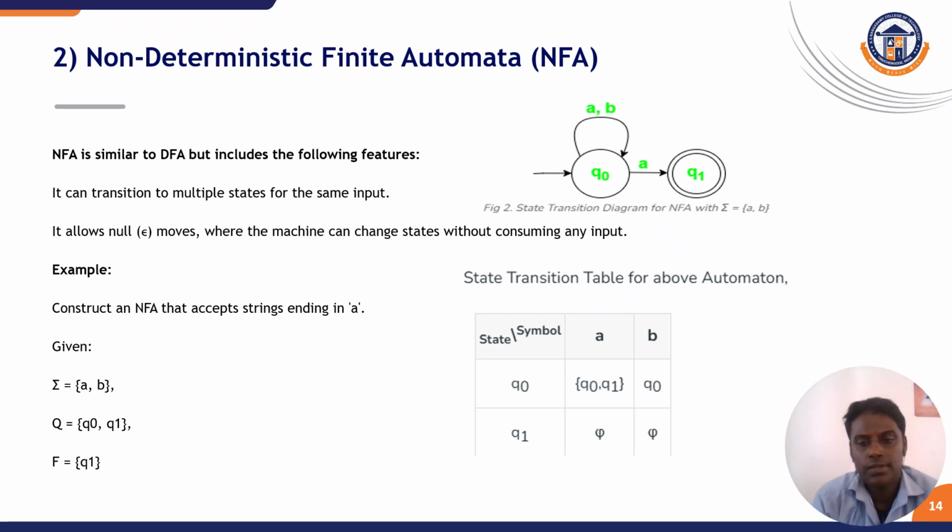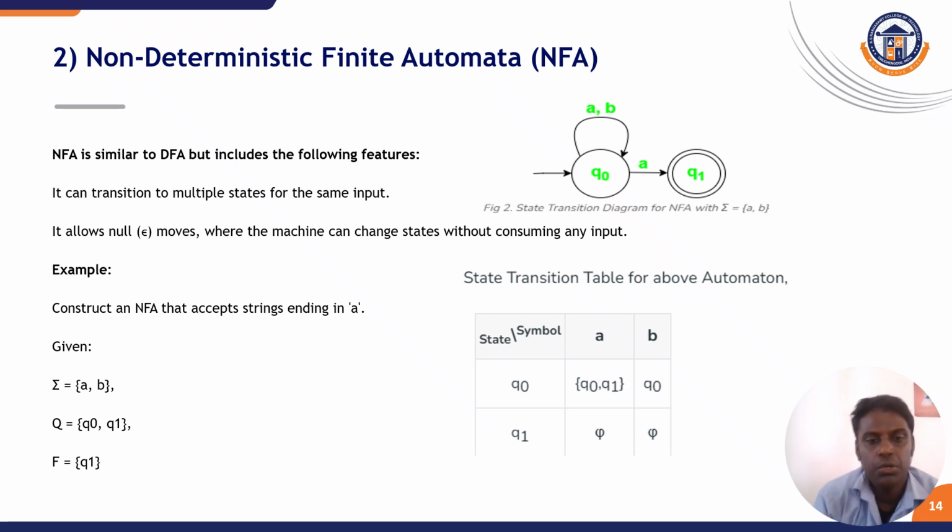The second type is non-deterministic finite automata. The major difference between NFA and DFA is that in a DFA we don't have null transitions, and for a particular input we can move to only one state. But look at the diagram shown on the display. For a single input A, the transition from Q naught goes to two states. Q naught can stay in Q naught, and it can also go to Q1. This represents the difference between NFA and DFA.